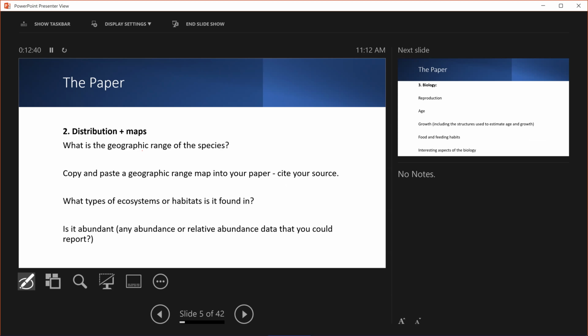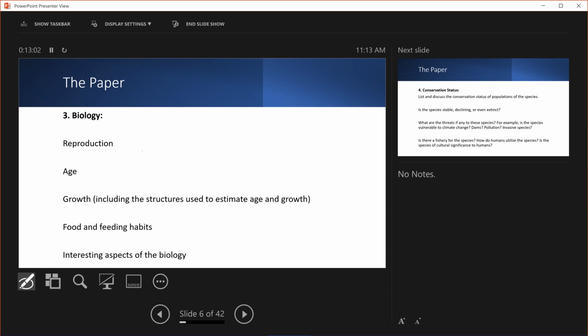The geographic range of the species is going to be very critical. You can find maps of the species range, species distributions. Again, you just need to cite your source. Also, on a more granular scale, what types of ecosystems and habitats is it found? Is it abundant? Is it rare? Where is it abundant? Where is it rare? Why is it rare? The biology of the fish, reproduction, age, growth, food and feeding habits, and anything else that's interesting.